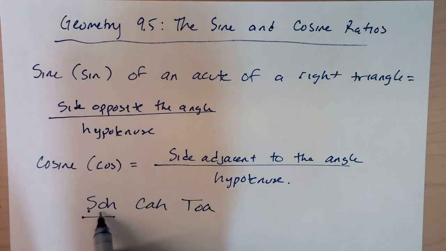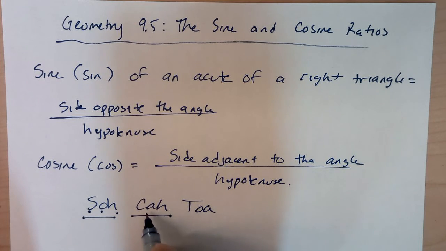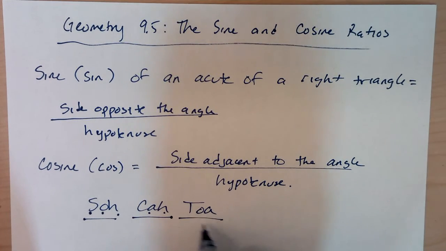Sine is opposite over hypotenuse. That's what we have here. Cosine is adjacent over hypotenuse. And then tangent's opposite over adjacent. That's SOHCAHTOA. That's a little acronym that you could use in order to remember the three trig functions that you take of the acute angles of a right triangle.